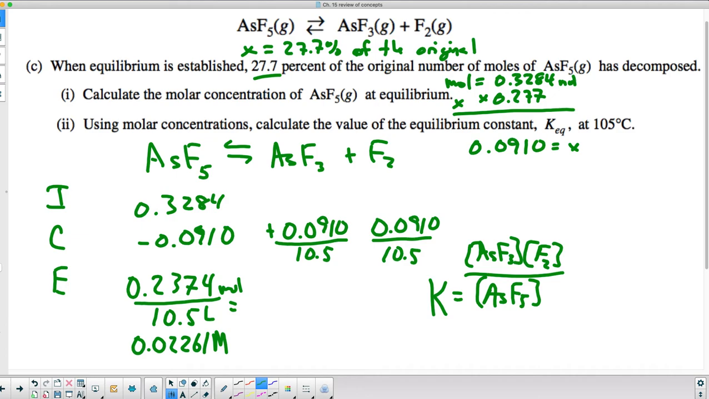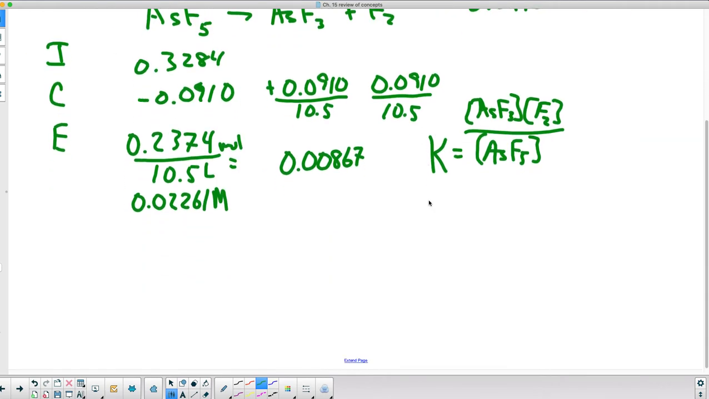So 0.0910 divided by 10.5 equals, now here's what I get for this, 0.00867, and that's going to be squared. I need more room here. This is turned into a project. You got to keep everything straight. All of my ICE work must end up as molarity for equilibrium, which is what I've done here. So that's concentration for that, and this is going to be the same.